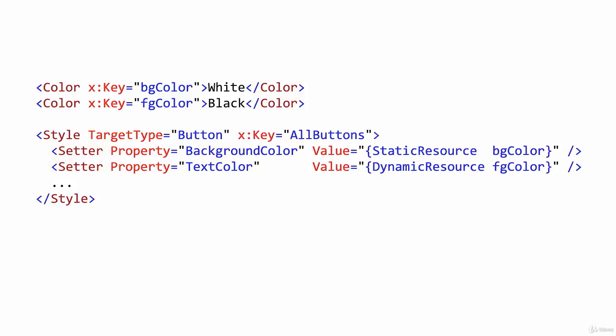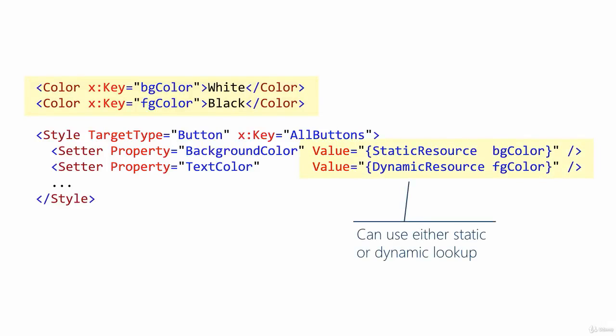In this example, we have resources for background color and foreground color that we use as the setter values. You can use either static resource or dynamic resource for the value of a setter. The 2 options behave as usual for them. Static will not update if the underlying resource changes, while dynamic will.